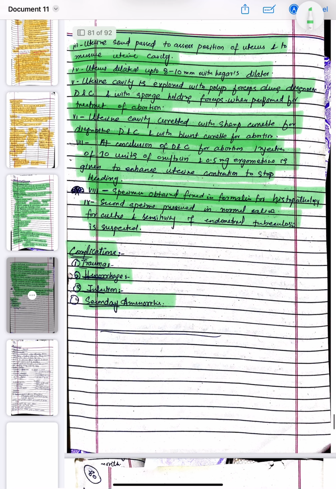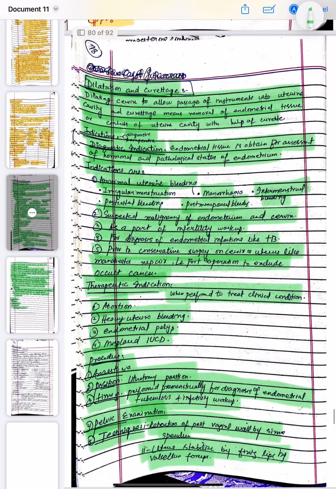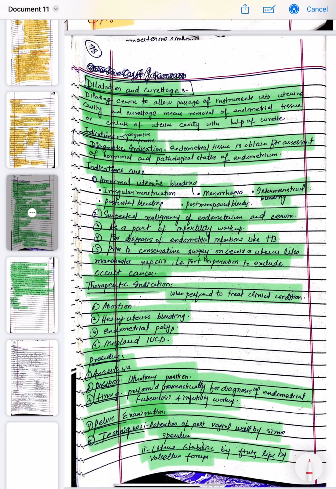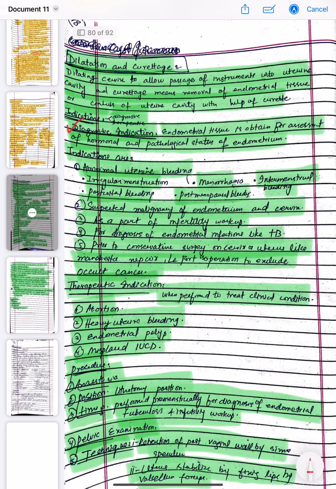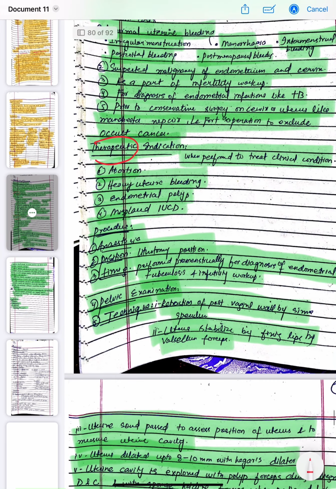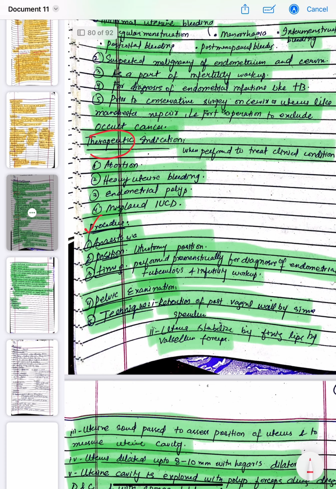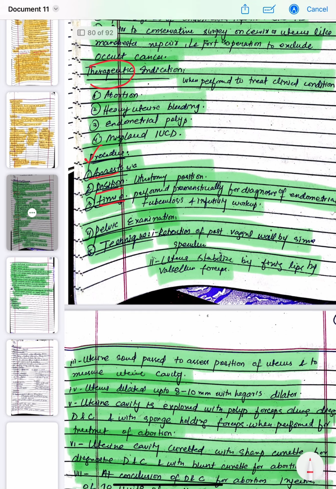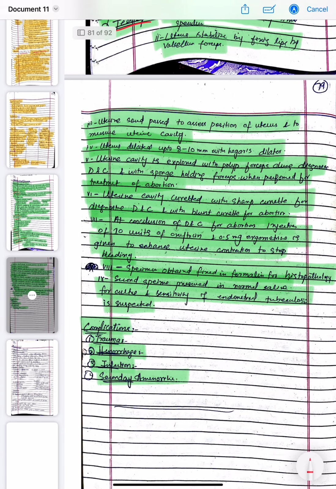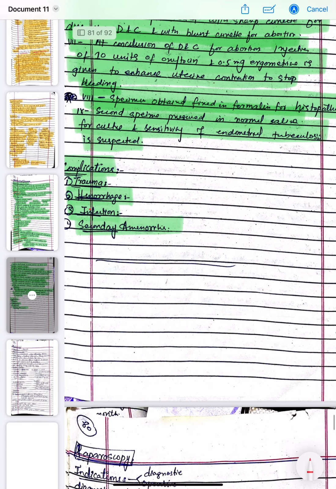So we have discussed the process of dilatation and curettage, and what are the indications of the dilatation and curettage. These are the diagnostic indications and the therapeutic indications. Then we have discussed the general procedure, that is anesthesia is given, then position the patient, then the timing and pelvic examination and the technique for it, and then the general procedure. Then we have discussed the complications of the dilatation and curettage, which are trauma, hemorrhage, infection, and secondary amenorrhea.